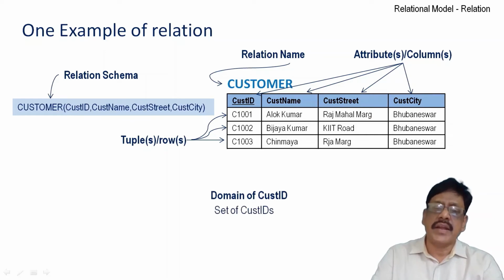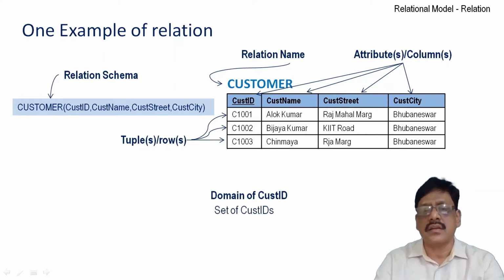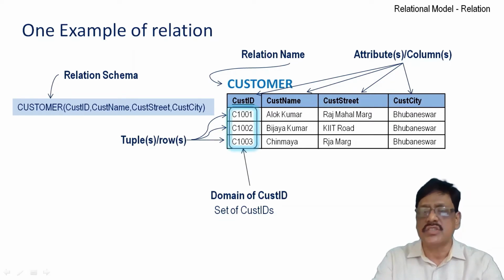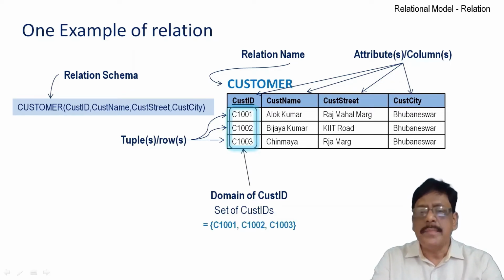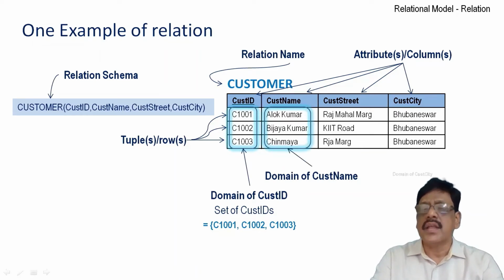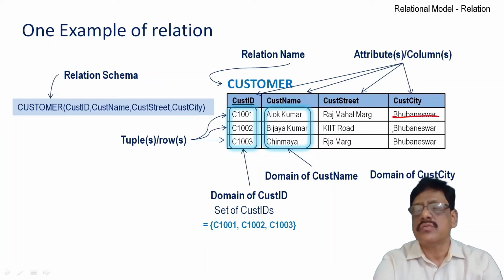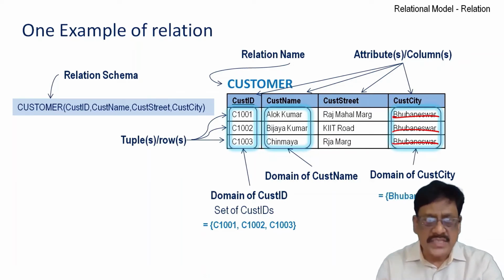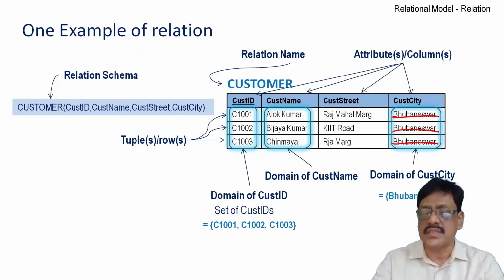The domain of customer ID here, we can say, is the set of all the permitted values of the customer ID here: C1001, C1002, C1003. Similarly, the domain of customer name consists of Alok Kumar, Vijay Kumar, and Chinmaya. Similarly, the domain of customer city, look at here, Bhubaneswar, Bhubaneswar, Bhubaneswar, but we will write only one Bhubaneswar because a domain is a set. A set is a collection of distinct elements.